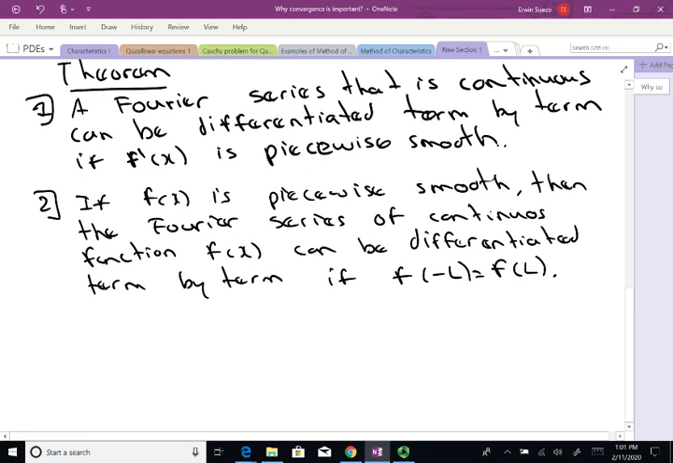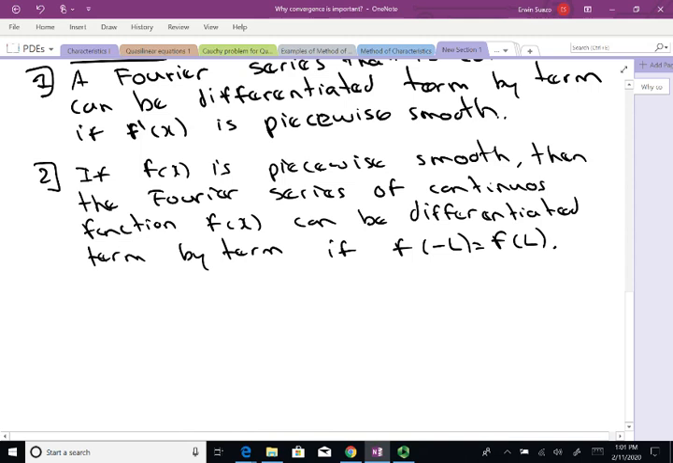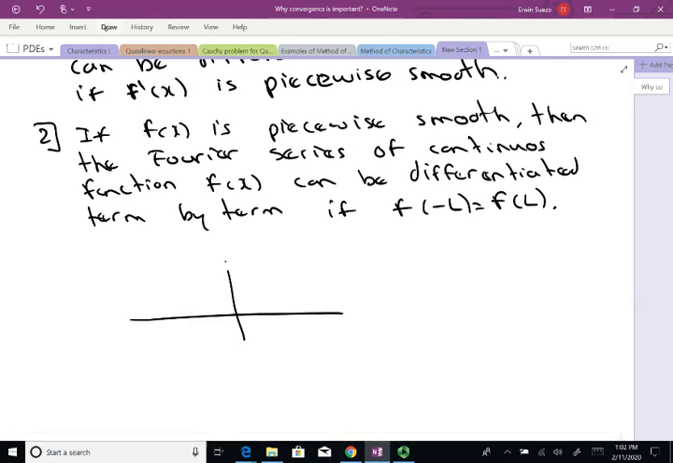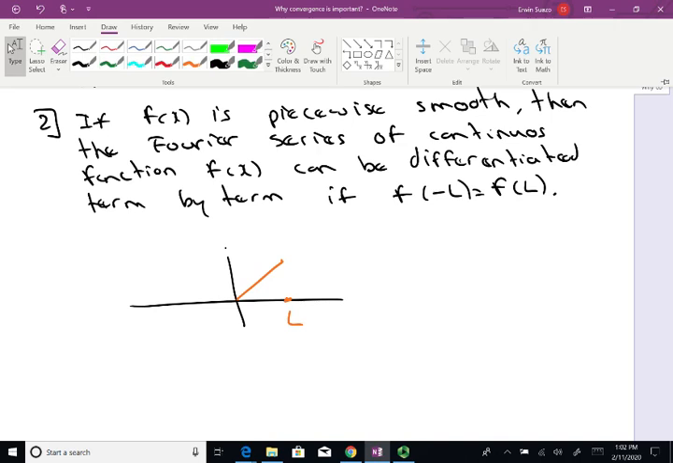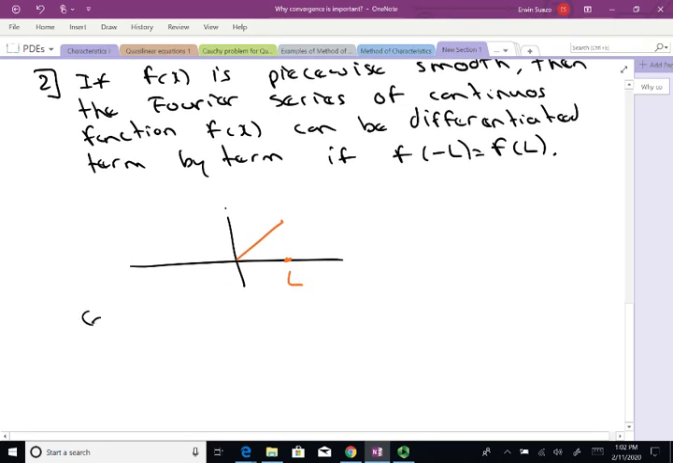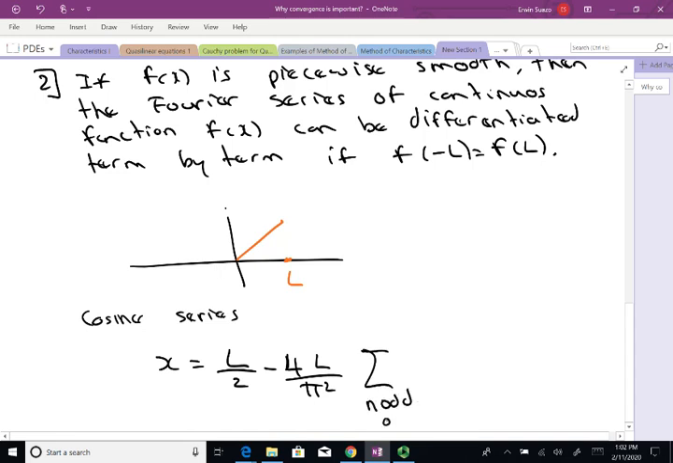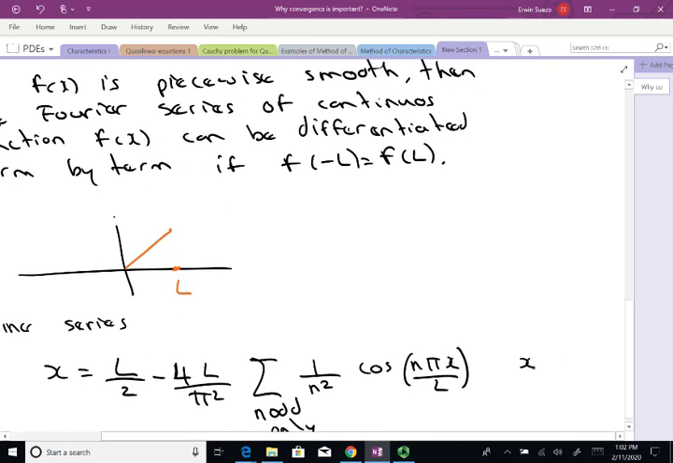So let me give you a nice application. Let's consider again f of x equals x between 0 and L. If you do the cosine series for this one, it's going to be x equals L over 2 minus 4L over pi squared times the sum, where n is odd only, of 1 over n squared cosine of n pi x over L, for x between 0 and L.